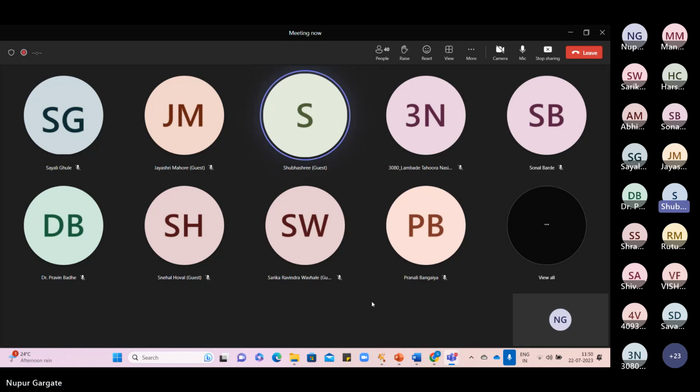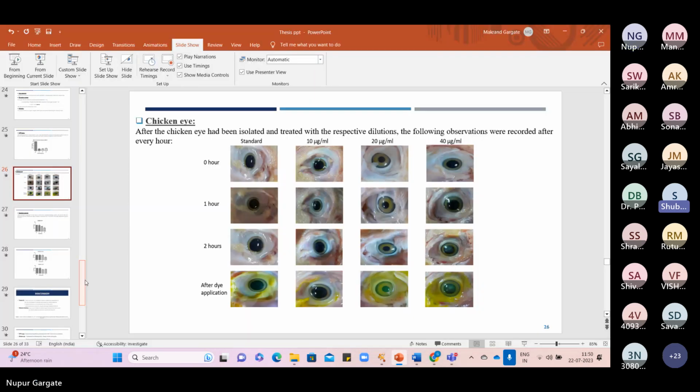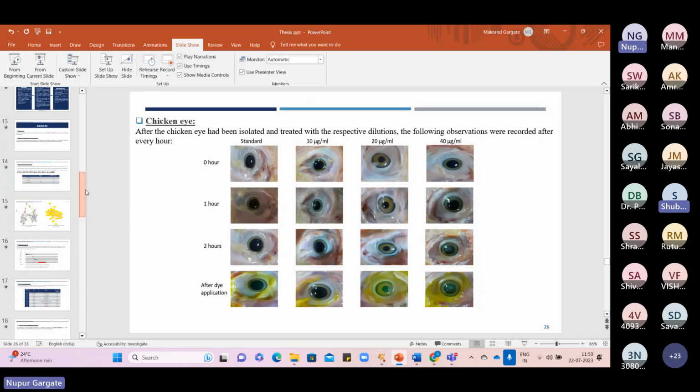Okay. And the second point is, can you go to your extraction process, the previous one? Initially, you have mentioned the solvent system for the extraction. Yes.